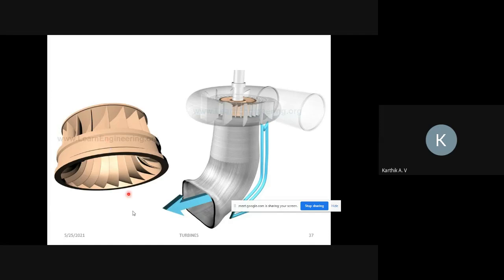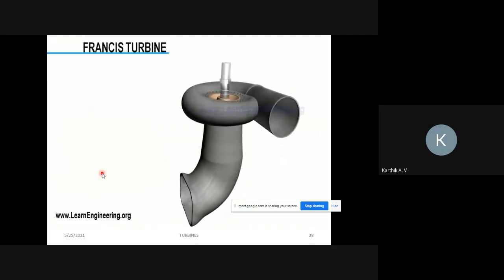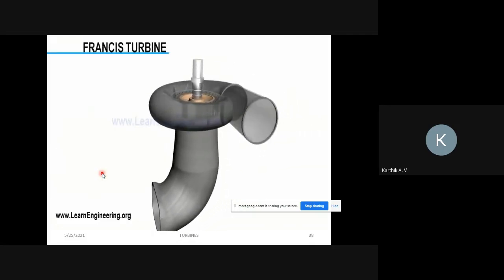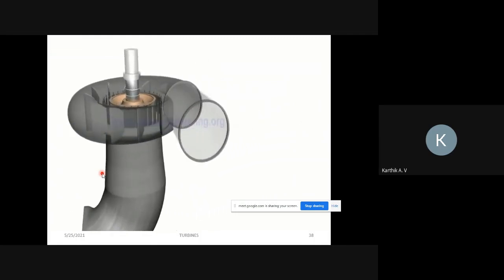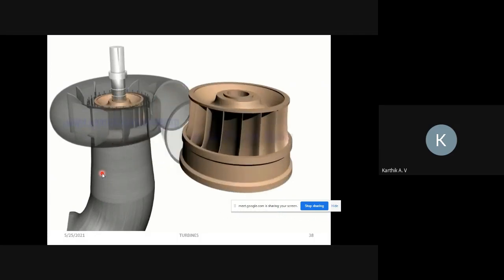Then it is leaving in the axial direction. Axial is nothing but parallel to the shaft direction. Francis turbines are the most preferred hydraulic turbines. They contribute about 60% of the global hydropower capacity, mainly because they can work efficiently under a wide range of operating conditions. The most important part of a Francis turbine is its runner.